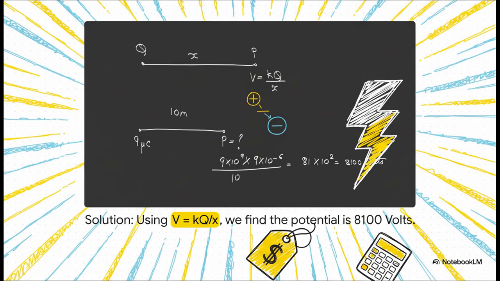And the solution is just beautiful. We just plug our values, the size of the charge and the distance, straight into our formula for potential. A quick calculation, and bam, the potential at point P is 8,100 volts. That's its price tag. Done.